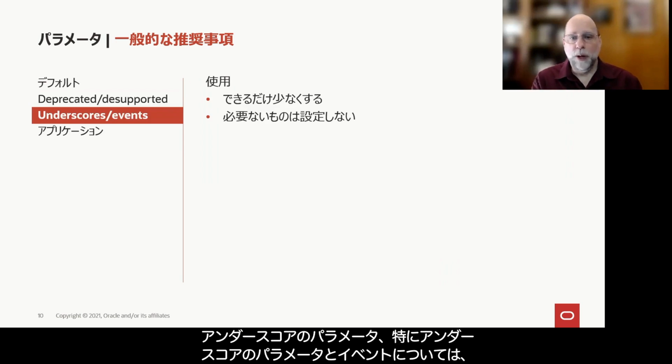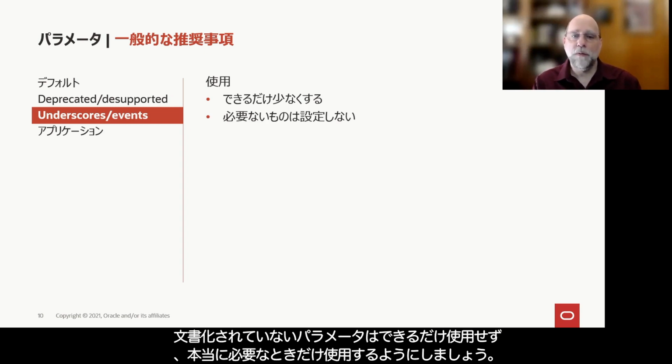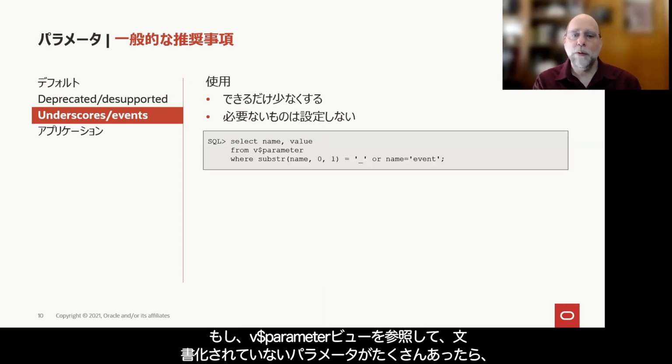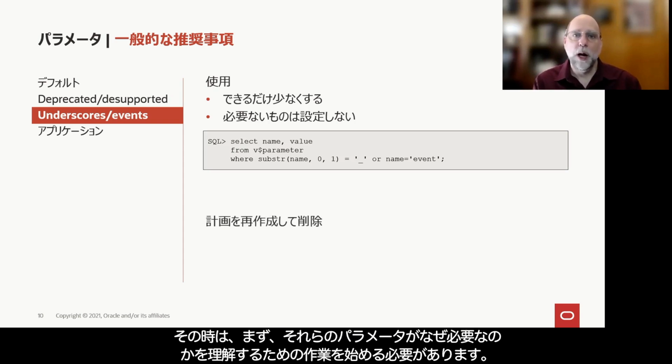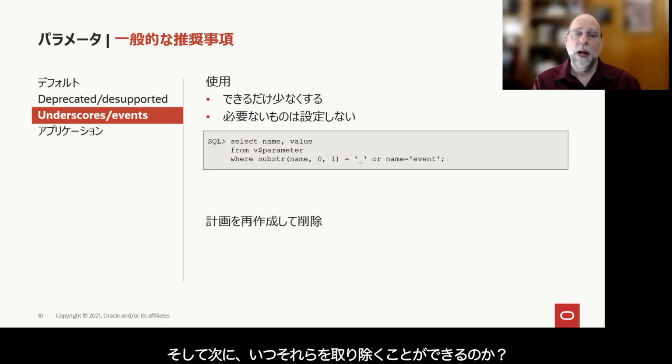With underscore parameters, and especially underscore parameters and events, these are generally undocumented, and you want to use those very judiciously and only under the guidance of support if possible. Use as few undocumented parameters as possible and only use them for as long as they're truly needed. So if you go querying the $V parameter view and you find a bunch of undocumented parameters there, that's when you need to begin the work to make sure that you understand, first of all, why those parameters are there in your init file, and second, when can you get rid of them?